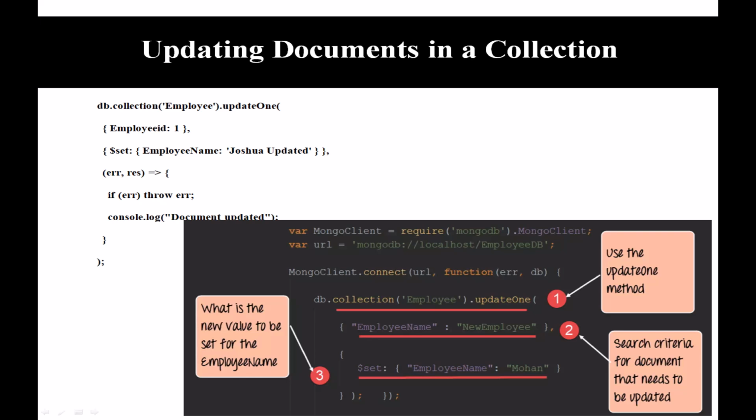Next, updating documents. We have already inserted one. Now what we are doing is updating the same one to Joshua. The existing name we are going to update with Joshua. By using updateOne, we are going to update the name of the employee.